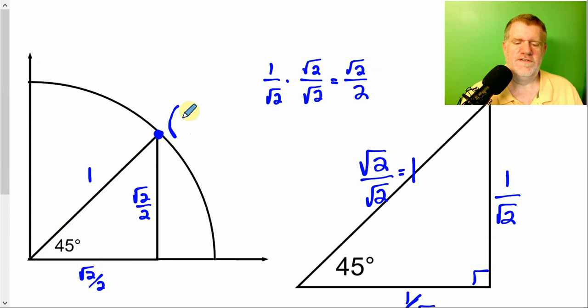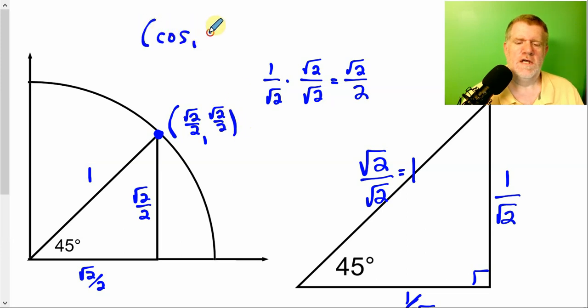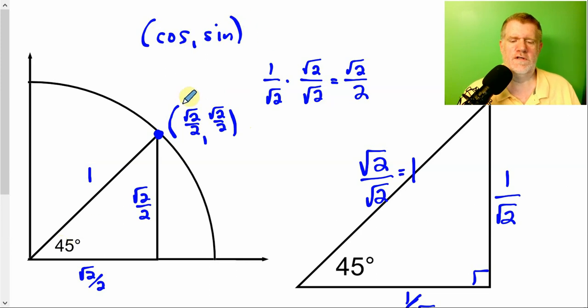The x distance is square root of 2 over 2. The y distance is square root of 2 over 2. And remember, it's cosine, sine. So what's the cosine of 45 degrees? Square root of 2 over 2. What's the sine of 45 degrees? Square root of 2 over 2. You don't have to do any memorization. You just look at this unit circle and you can read it like a chart. All right?